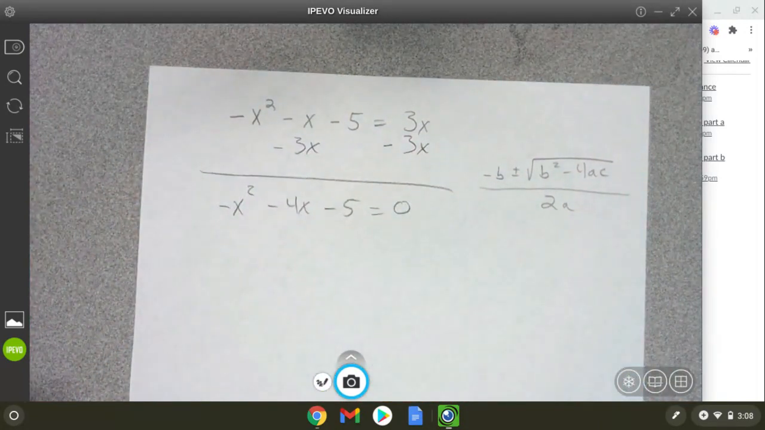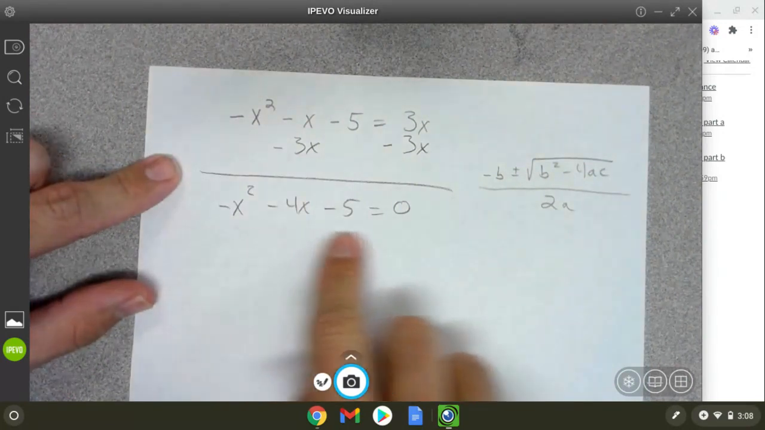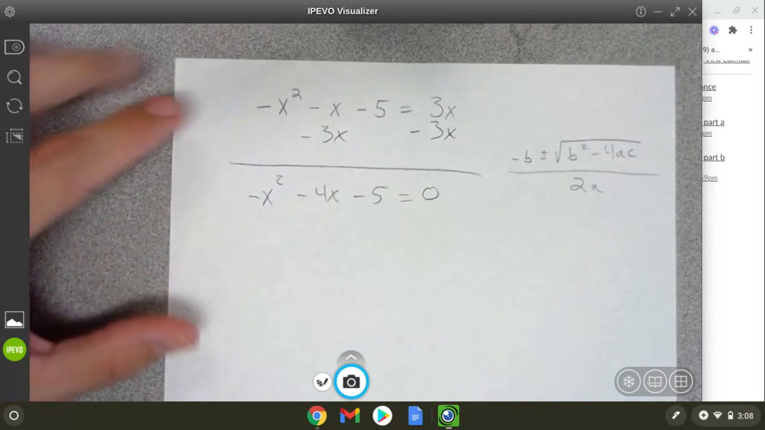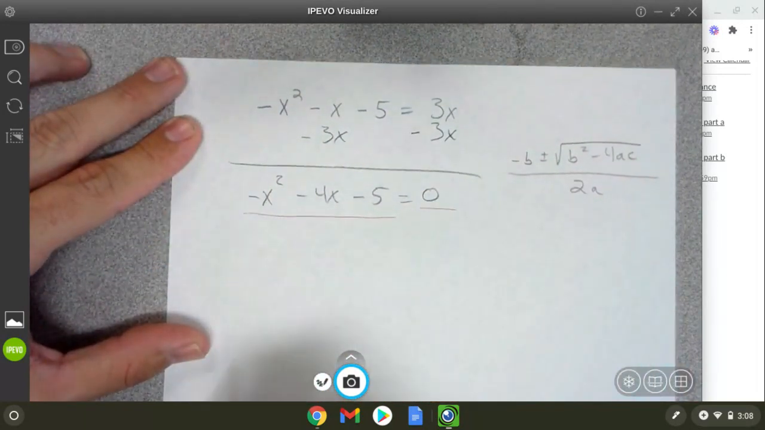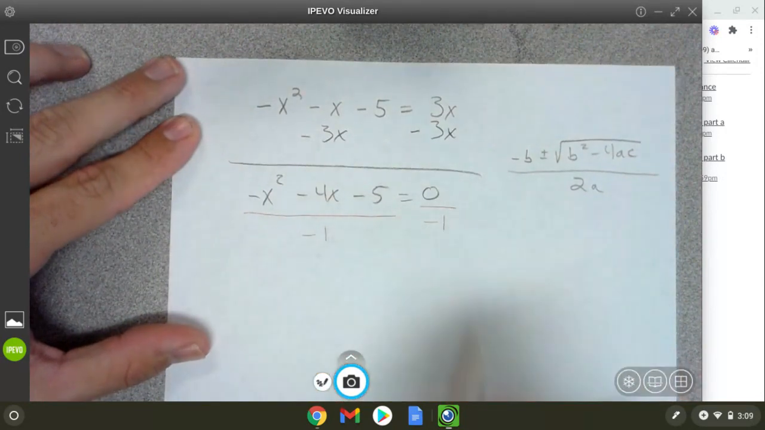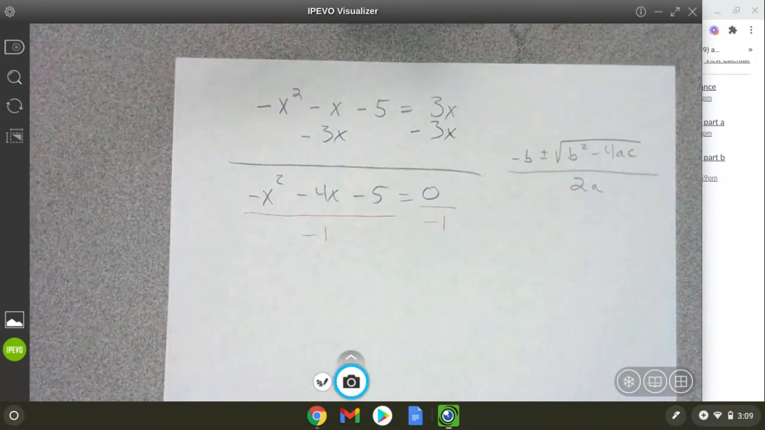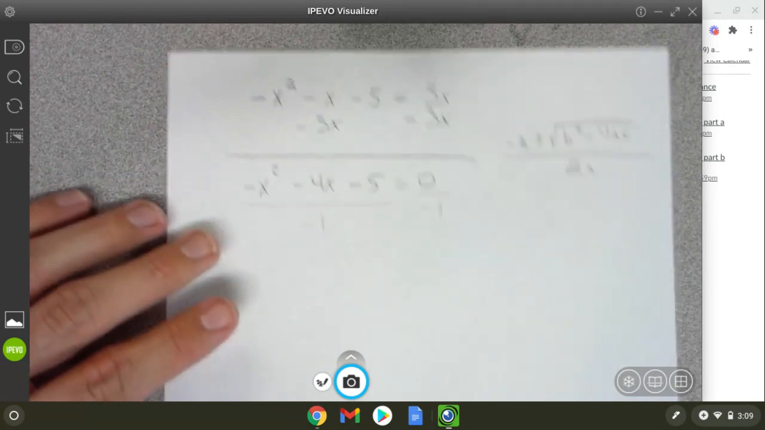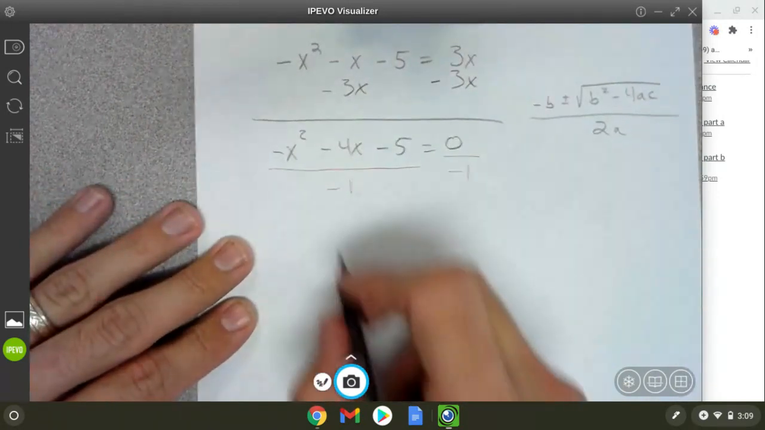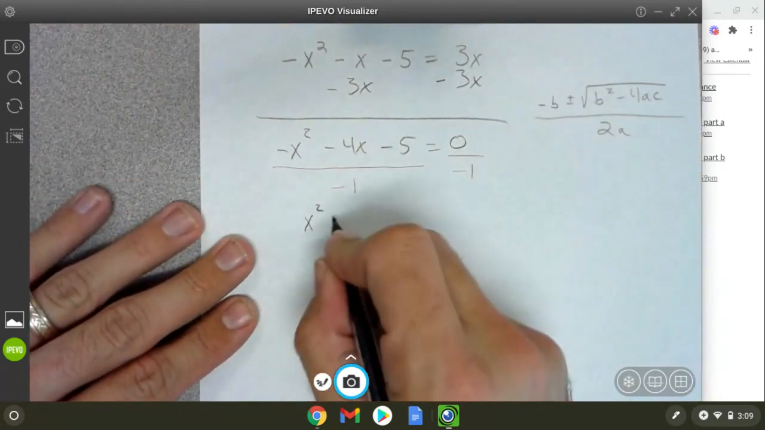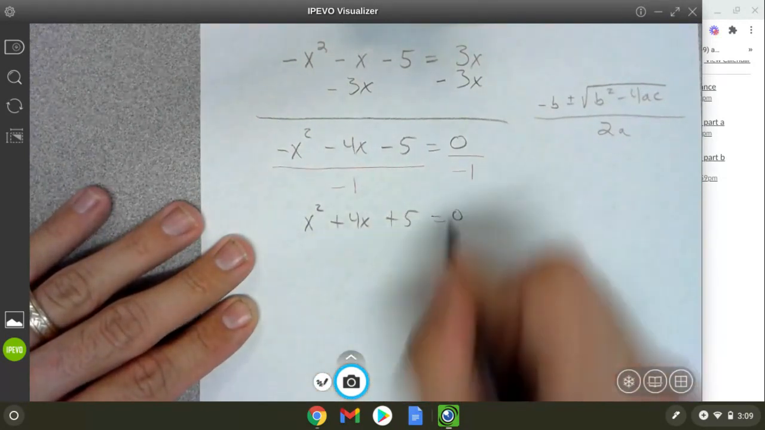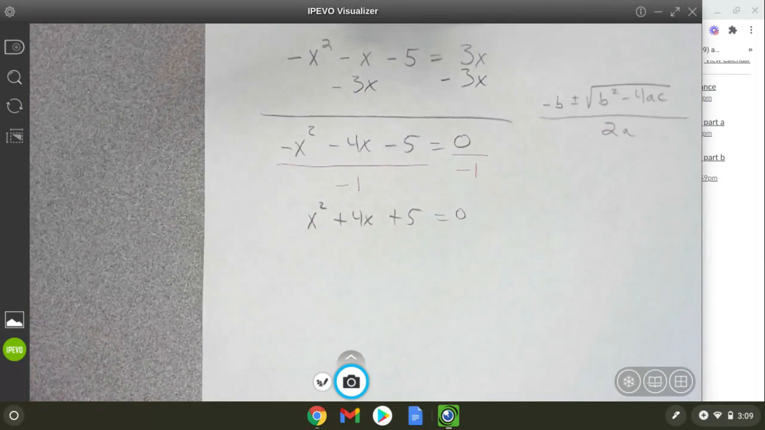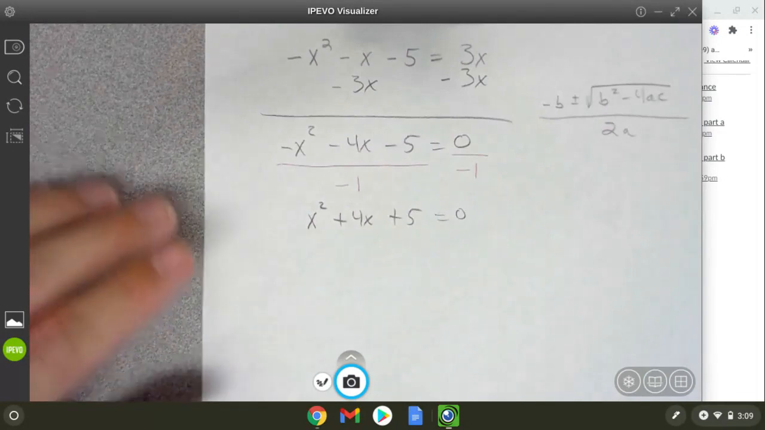Now, something you can do with equations: here I have so many negatives, but whenever my a term is negative, I don't like that. So what I'm going to do is divide by -1. And as long as you're dividing both sides, you can do this. They're just going to change signs. It's going to become positive x squared, positive 4x, and positive 5 equals 0. All right, and now we can apply the quadratic formula.